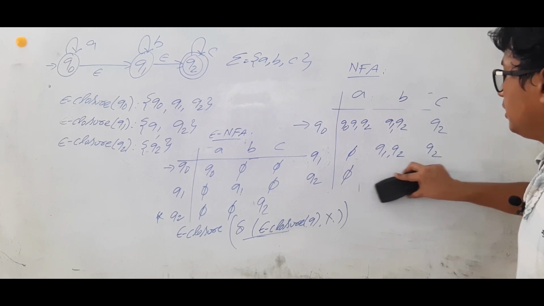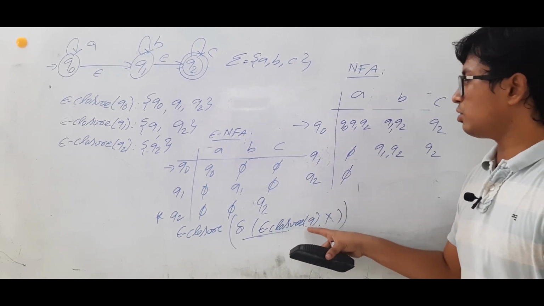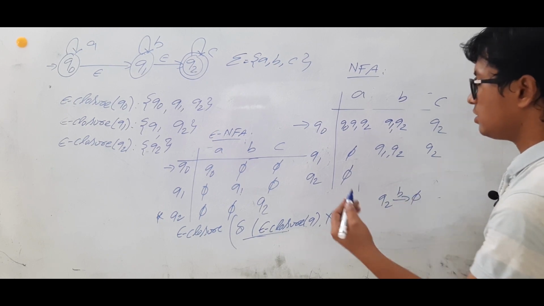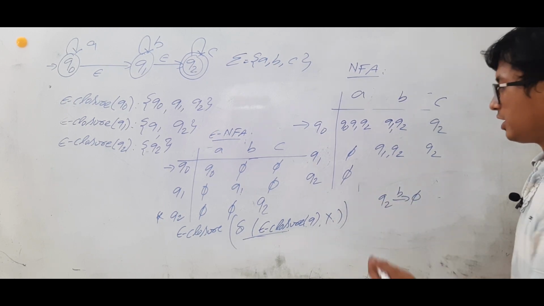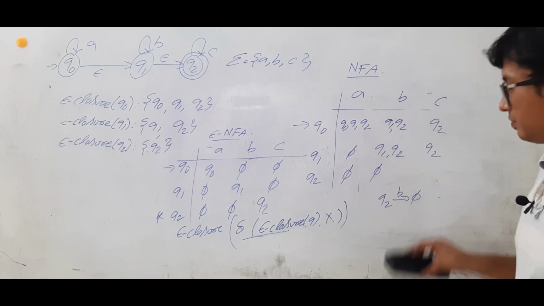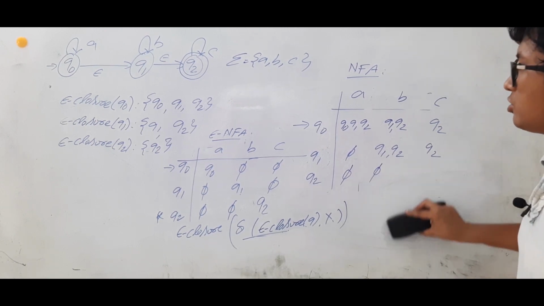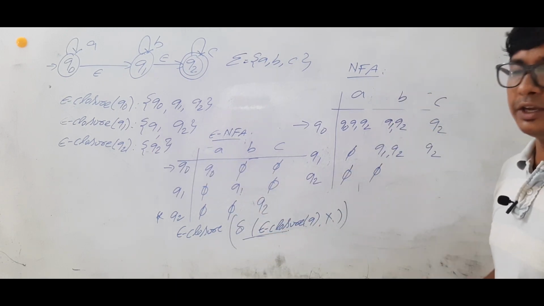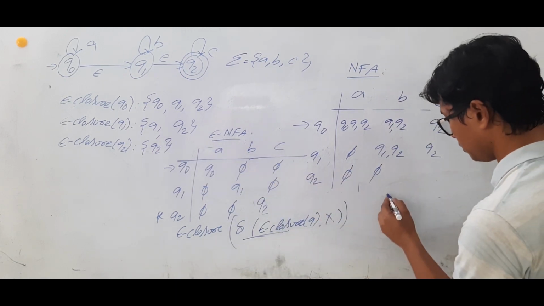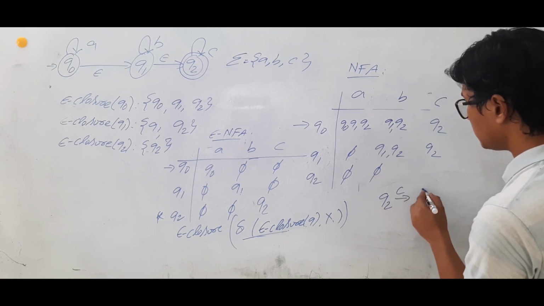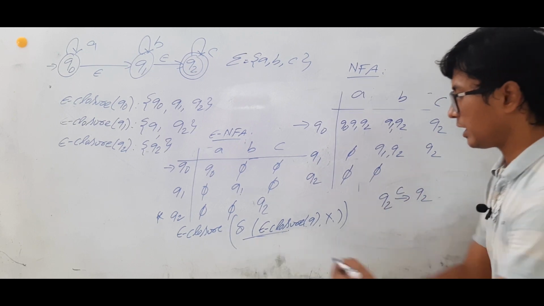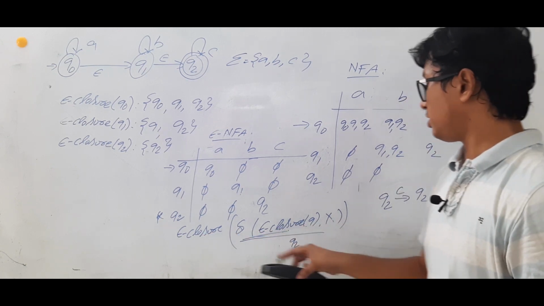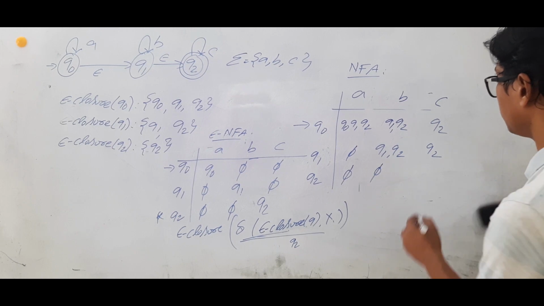So, similarly, Q2 on B, epsilon closure of Q2 is Q2. Q2 on B is not going anywhere. So, epsilon closure of not going anywhere is not going anywhere. Is it phi or not? Okay. Now, similarly, Q2 on C I need to find. Epsilon closure of Q2 is Q2. Q2 on C is going to Q2. So, this entire one you got Q2. Now, epsilon closure of Q2 is Q2 alone.